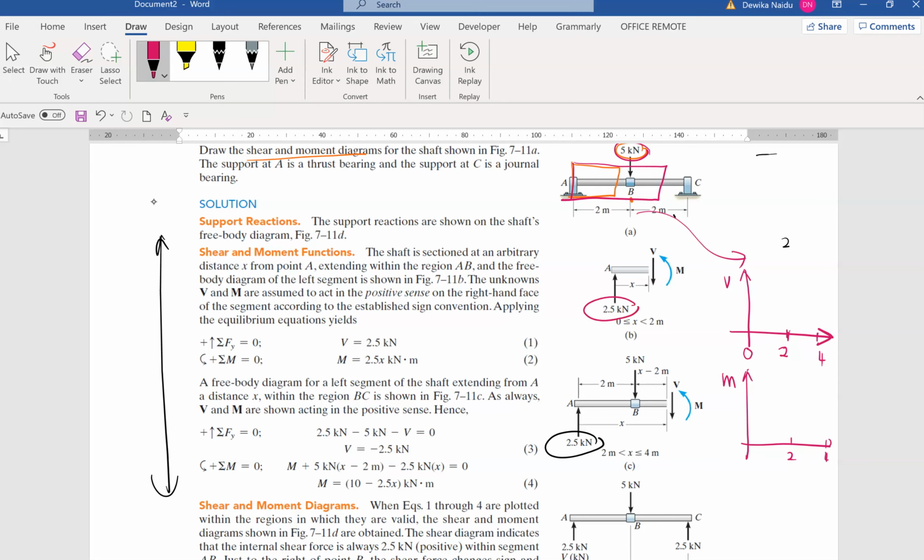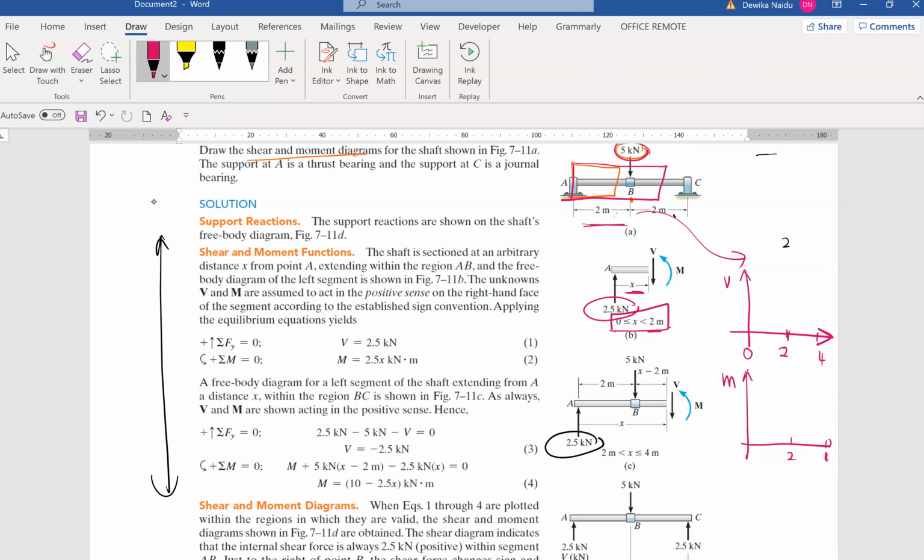We have the 2.5, which comes from the free body diagram, and then we call the distance x. So what is this x? X is just below 2 meters. That's why you see down here, can you see? X is between 0 to 2 meters.